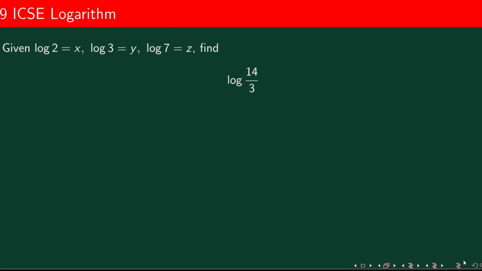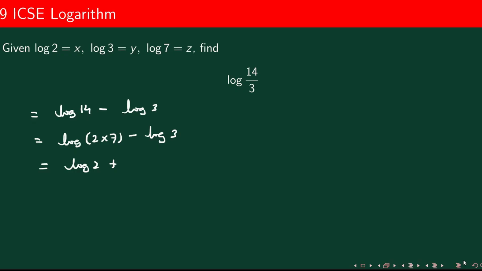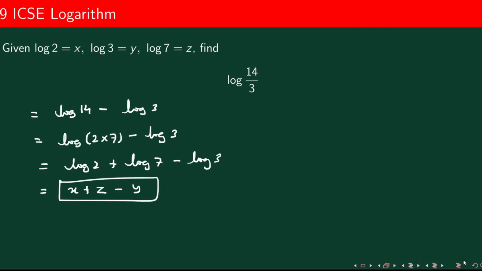Okay, next question. Log 2 is x, log 3 is y, log 7 is z. This is given to us. So the first step is log 14 minus log 3. Log 14 is 2 into 7. So log 2 plus log 7 minus log 3. Log 2 is x, log 7 is z, and log 3 is y. So this is what we got.